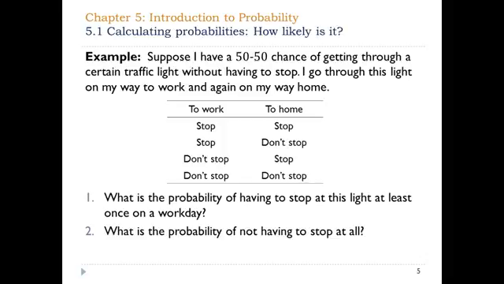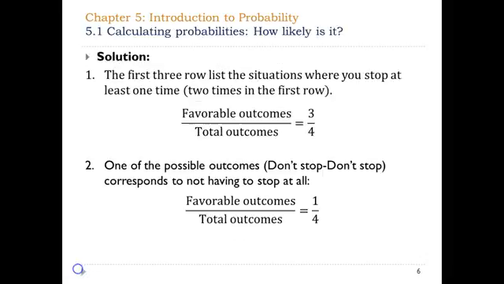What is the probability of not having to stop at all? Not having to stop, that's not stopping on the way to and from work. There's one outcome out of four. The first three rows list the situations where you stop at least one time. There are three favorable outcomes. There are four total outcomes. Favorable outcomes divided by total outcomes is 3 over 4. The one remaining outcome, don't stop, don't stop, corresponds to not having to stop at all. There's one favorable outcome divided by four total outcomes, equal to 1 over 4.